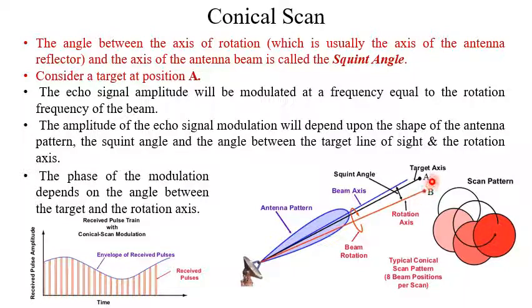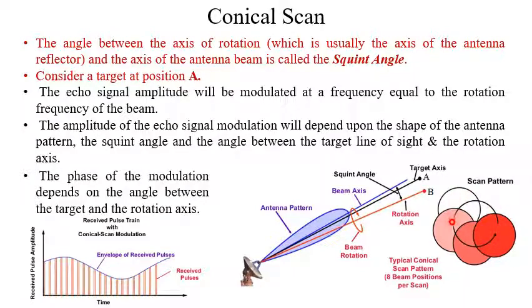Now consider the target at position A. The echo signal amplitude will be modulated at a frequency equal to the rotation frequency of the beam. Since the beam is rotating in this way, if this is the target position, when the beam is away from the target, it will produce less amplitude, and as it moves towards the target, it will produce gradually higher amplitude, and when it is on the target or very close to the target, its amplitude will be maximum.